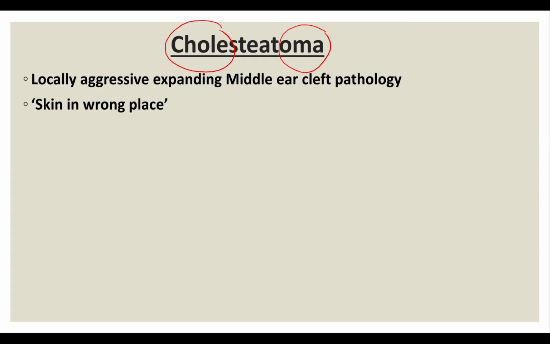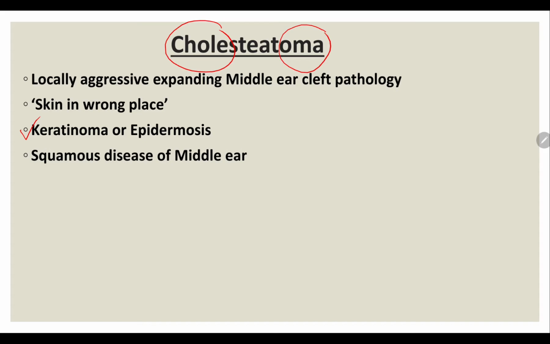What is that aggressive? It is basically the skin in the wrong place. We know skin is lined by the squamous epithelium, and the squamous epithelium is known to produce keratin, and therefore it is also called keratinoma or epidermosis. Next, because of this, it is also called squamous disease of the middle ear, and thereby this has gained the name of unsafe ear.